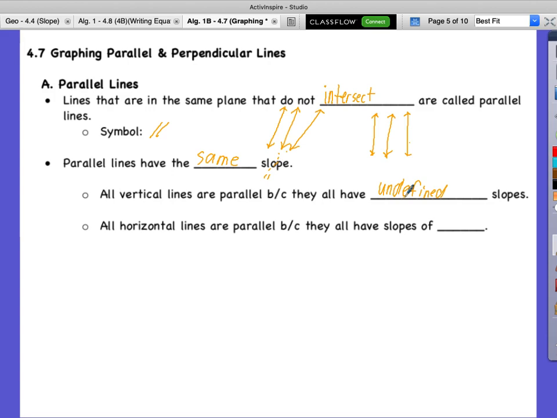All horizontal lines are going to be parallel because what kind of slope do they have? We talked about it just in the warm-up a minute ago. When it was y equals, you have what kind of slope? Tony, you remember that one? You're the one who said it. See? You have slopes of not undefined. What number is it? 0. You remember saying that? Okay. So that's our topic of parallel lines.